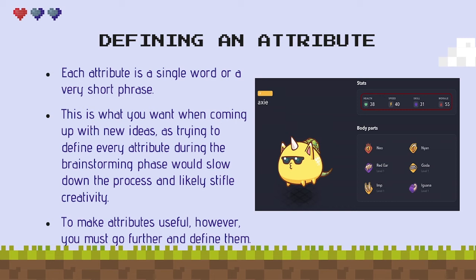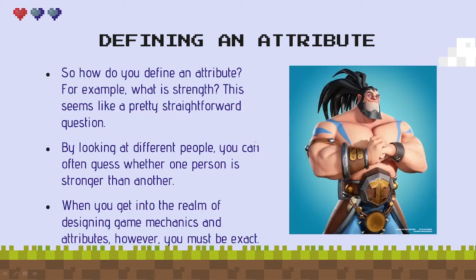Something like that. Halimbawa, how does speed matter pagdating dun sa game? Etc. etc. Kung speed ba yan, sino bang uunang titira? Or gaano ba kabilis mangyayari yung skill? That's possible. So, when you're listing down the attributes, you also need to provide a description or the definition of how the attribute will work in the game. So, how do you define an attribute? For example, what is strength? This seems like a pretty straightforward question.